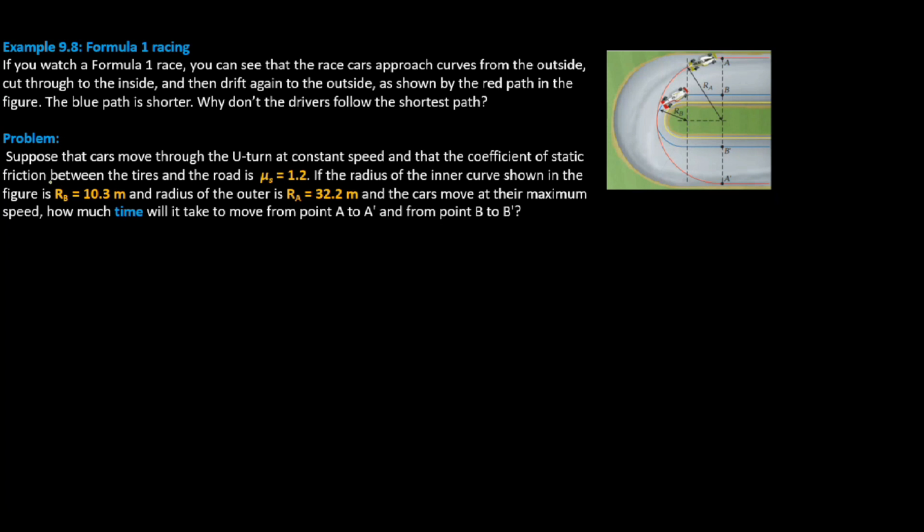The problem is asking us, suppose that the car moved through the U-turn at a constant speed and that the coefficient of static friction between the tire and the road is mu s, which is 1.2. If the radius of the inner curve shown in the figure is rb, 10.3 meter, and the radius of the outer is ra, which is 32.2 meter, and the cars move at their maximum speed, how much time will it take to move from point A to A prime and from point B to B prime?